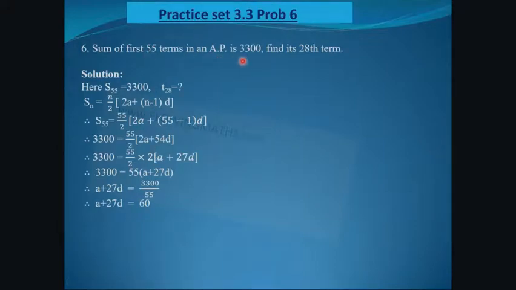The sum of the first 55 terms in an AP is 3,300. Find its 28th term. So they have given n is 55. The value of Sn is 3,300. So n is given, Sn is given. You have to find the 28th term. To find the 28th term, we need A and D. So somehow from this, we are supposed to calculate A and D.